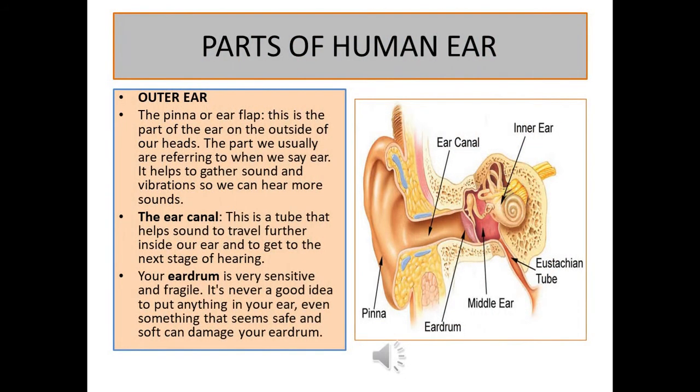Outer ear. The first part of the human ear is called the outer ear. It consists of the following parts. The pinna or ear flap, this is the part of the ear on the outside of our heads, the part we usually are referring to when we say "ear". It helps to gather sound and vibrations so we can hear more sounds. The ear canal. This is a tube that helps sound to travel further inside our ear and to get to the next stage of hearing.